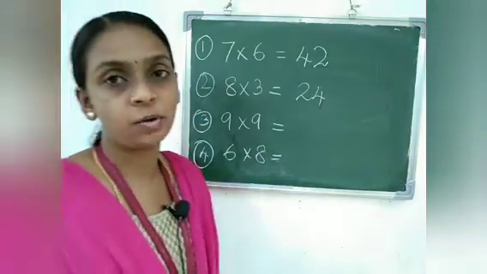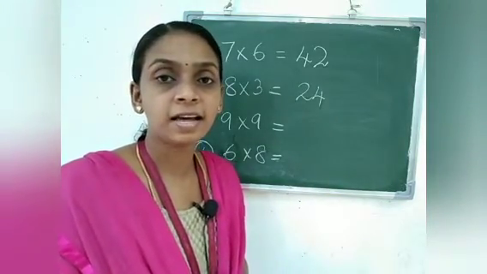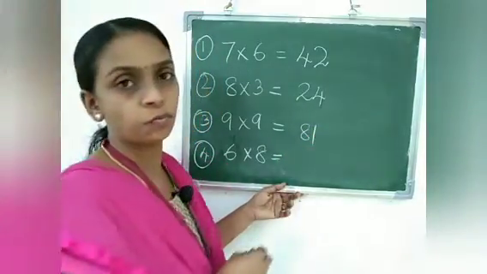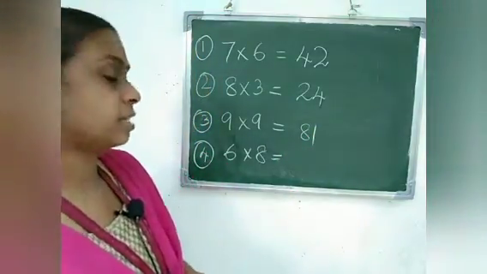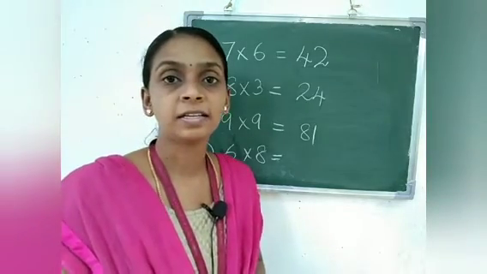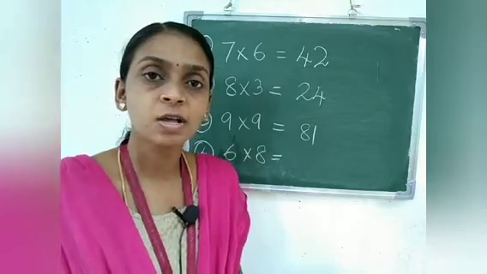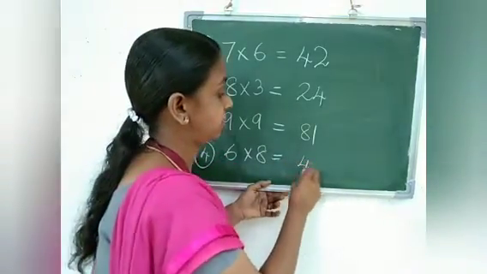Then 9 9s are what? 9 9s are 81. Then last, 6 into 8. 6 8s are? Tell me, all of you tell me. 6 8s are 48.